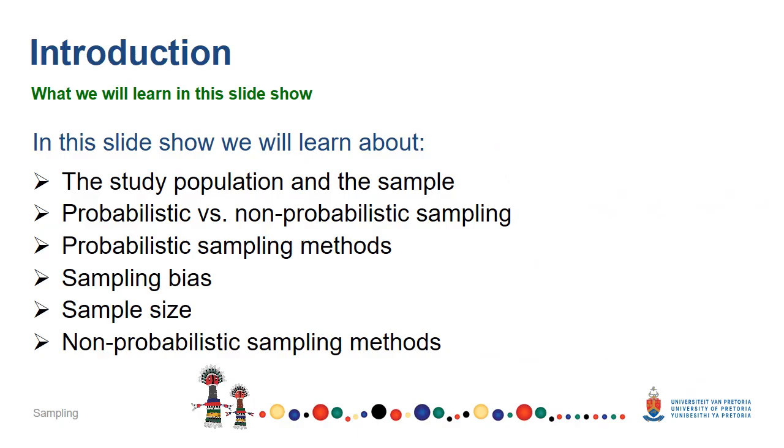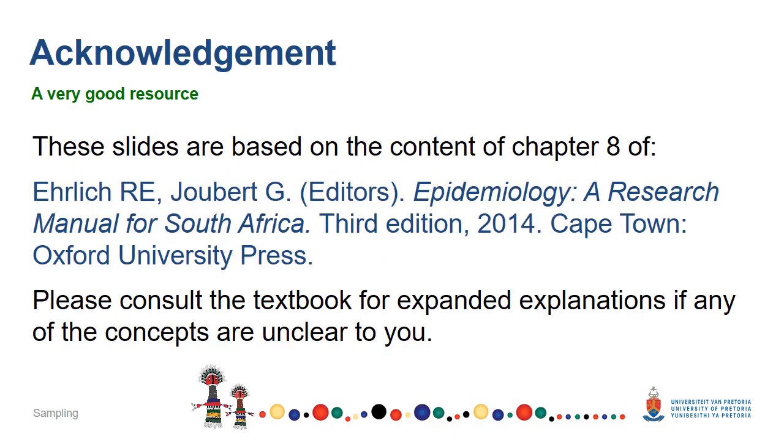In this video, we'll learn about the difference between probabilistic and non-probabilistic sampling methods. We'll give some examples as well, and we'll finish off with an account of sampling bias and a few points about sample size, and we'll also talk about the non-probabilistic methods.